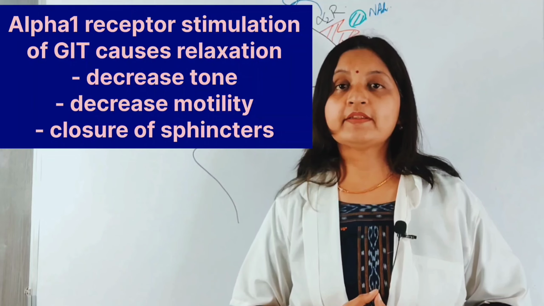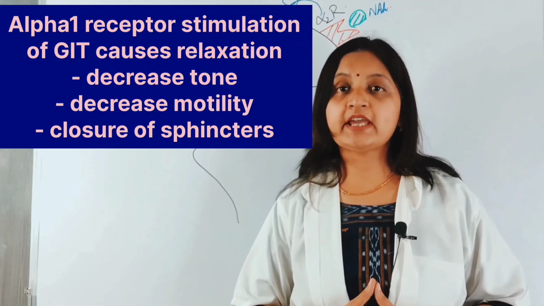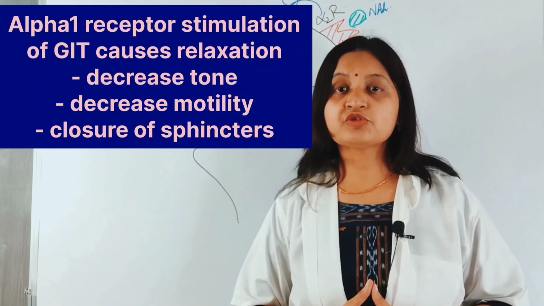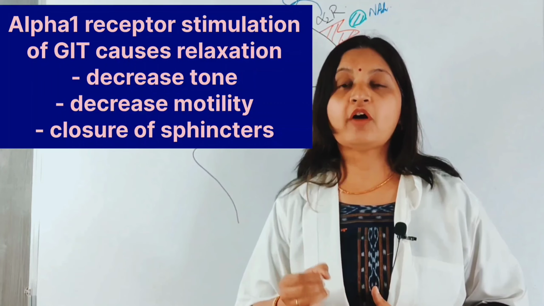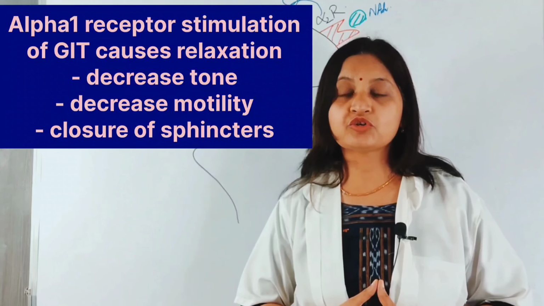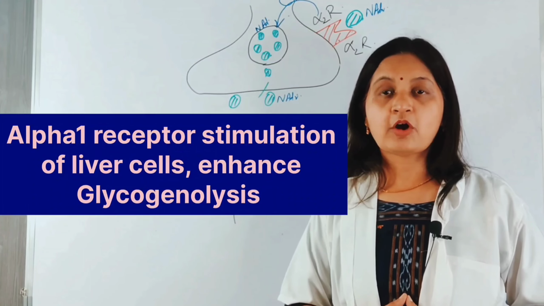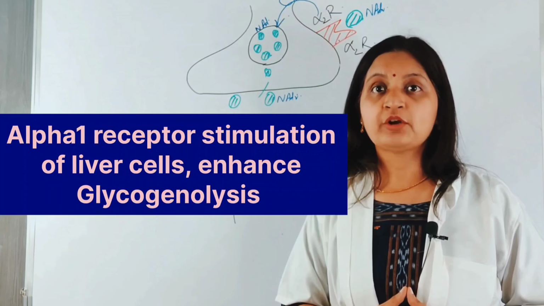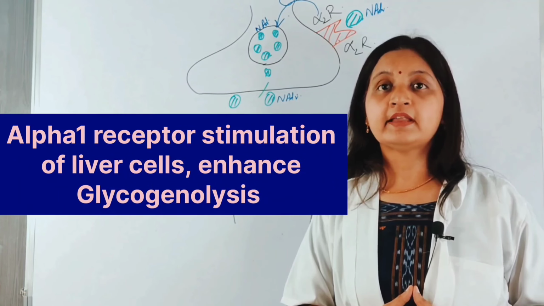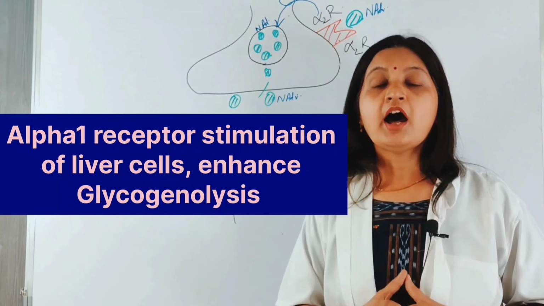Alpha 1 receptors present in the GI smooth muscles cause relaxation of the GI tract, leading to decreased tone and decreased motility. It also causes contraction of the GI sphincters, leading to closure of the sphincters and decreased peristalsis. Alpha 1 receptors are also present in the liver cells, where they stimulate glycogenolysis, that is, a process that enhances breakdown of glycogen to glucose.